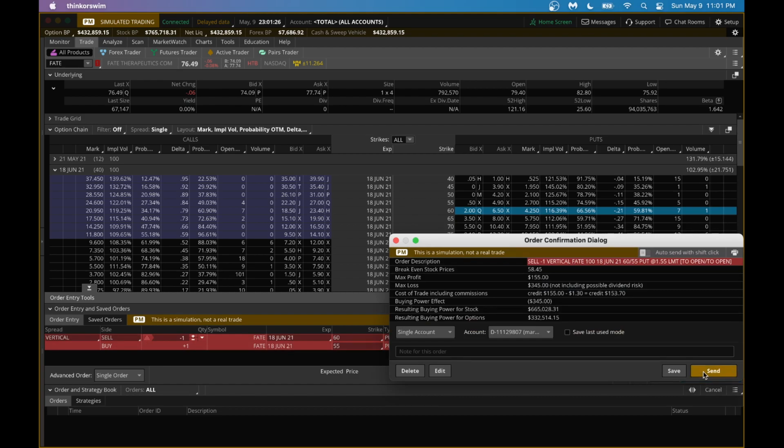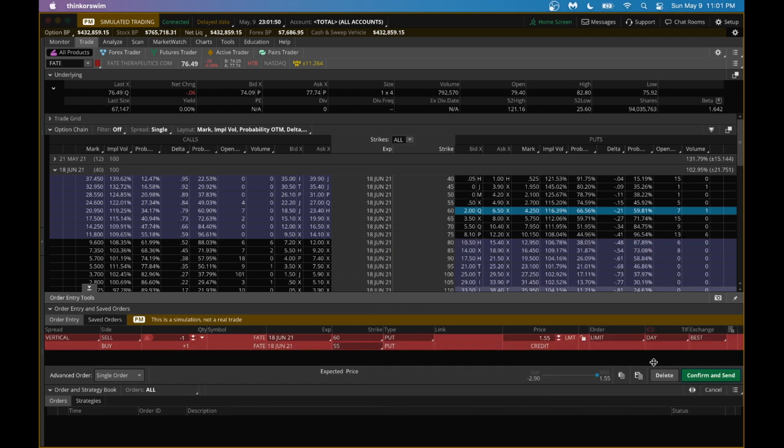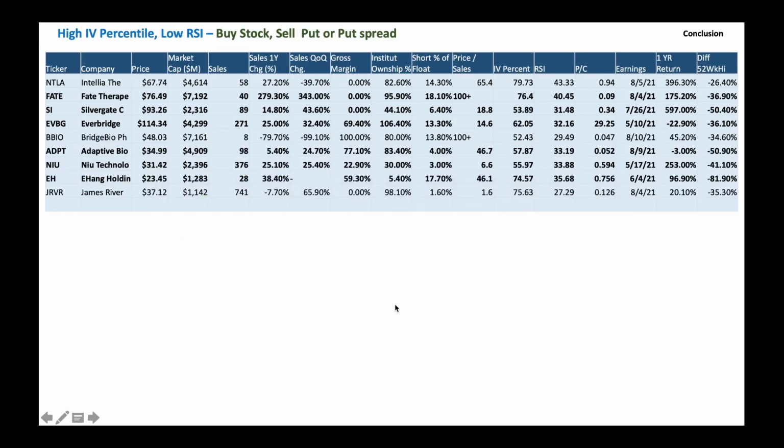If you confirm and send here, your buying power effect is 345. That's your risk, and your max profit is 155. So I think it's a good proposal here. You could confirm and send. It's a 40-day exposure here. The max you will lose is 345, but the max you will gain is 155. So with that, I think that's probably the last one.